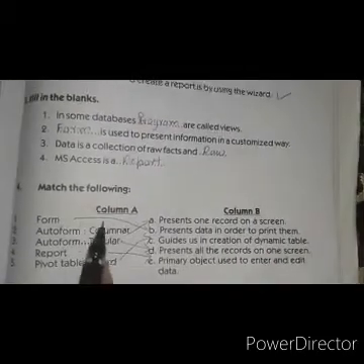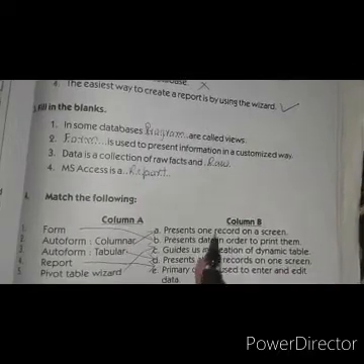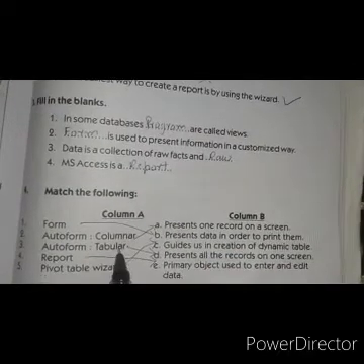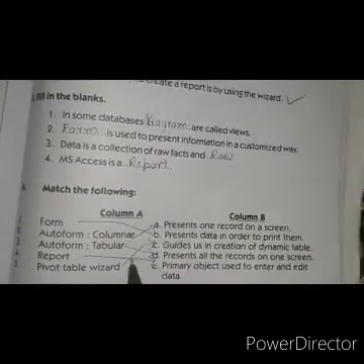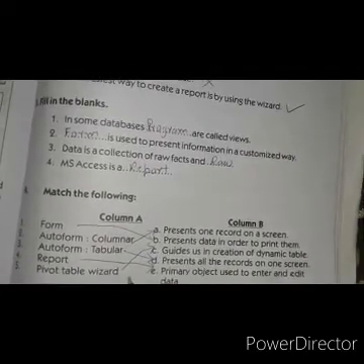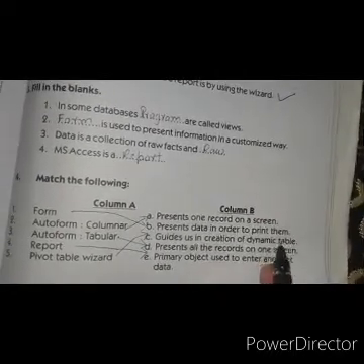Match the following. Form: present data in order to print them. Autoform columnar: present one record on a screen. Autoform tabular: present all the records on the screen. Report: primary object used to enter and edit data. Pivot table wizard: guides us in the creation of the dynamic table. So in this video we have covered all the question answers, true false, fill in the blanks and match the following. So thank you for watching.